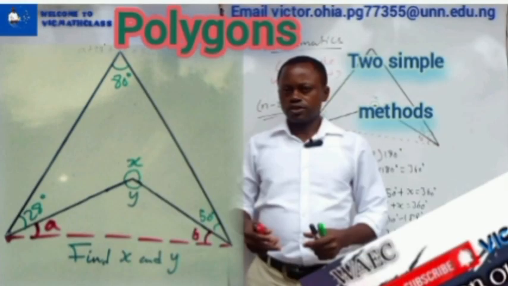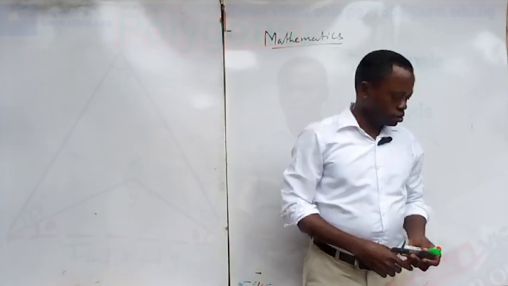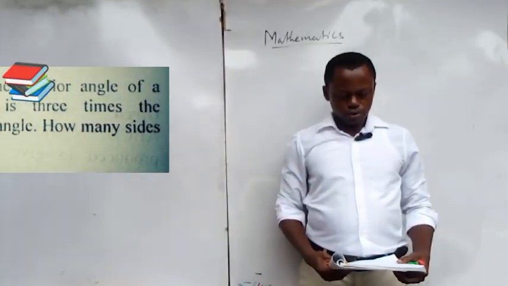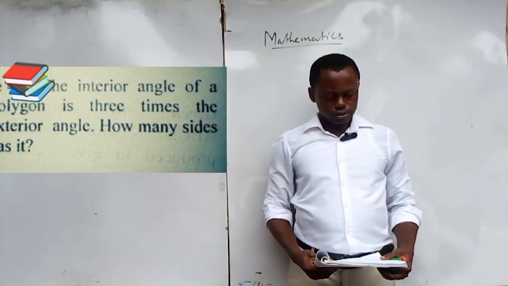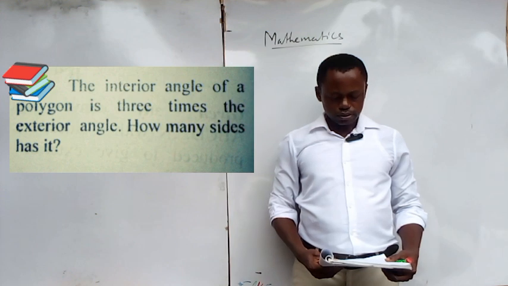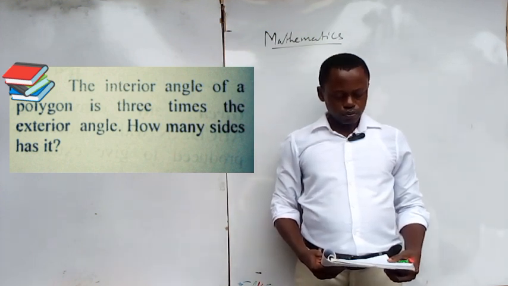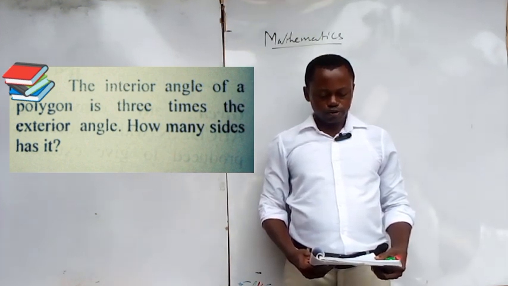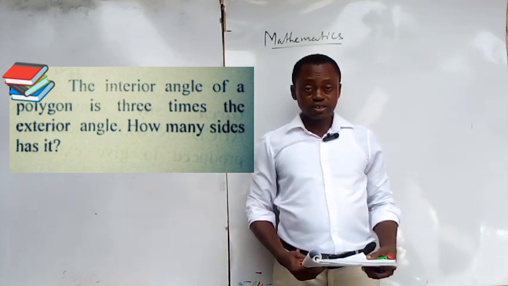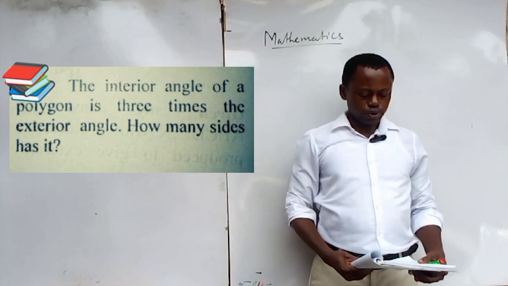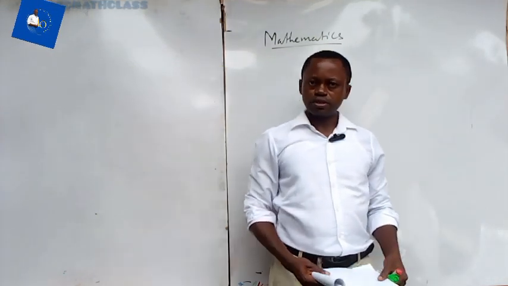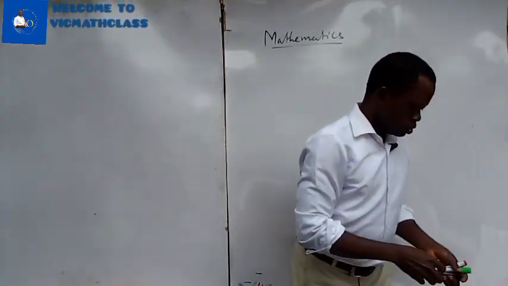In this class we are still looking at questions around polygons, and we have another one which I'm going to put up there. It says the interior angle of a polygon is 3 times the exterior angle. How many sides has the polygon? The interior angle is 3 times the exterior angle.